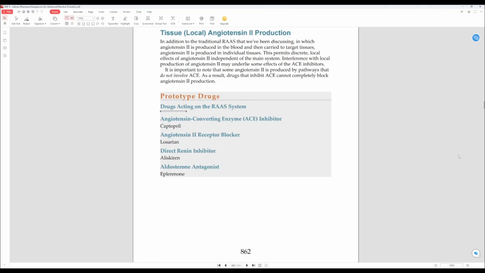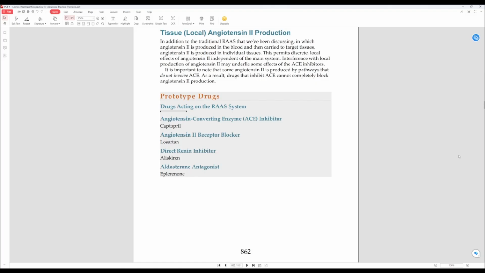This permits discrete, local effects of angiotensin II independent of the main system. Interference with local production of angiotensin II may underlie some effects of the ACE inhibitors. It's important to note that some angiotensin II is produced by pathways that do not involve ACE. So as a result, drugs that inhibit ACE cannot completely block angiotensin II production.